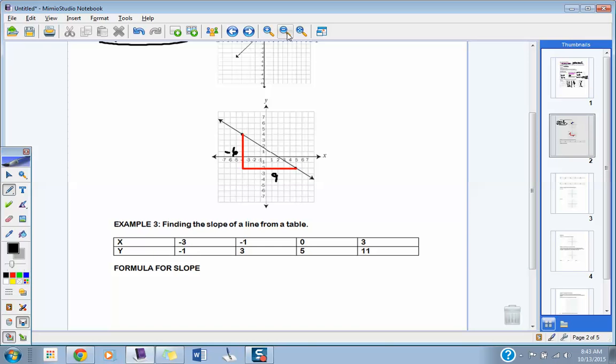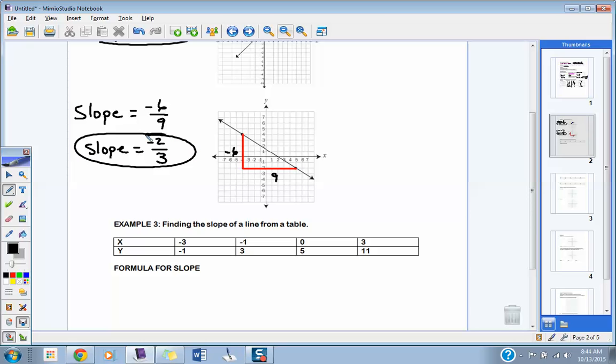9. Okay, so in this example right here, slope is going to equal -6 over 9. Let's put that in simplest form. What would the 6 over 9 reduce to, kids? I heard it somewhere. It's -2/3. Okay, so the slope in simplest form here is -2 over 3. Okay. All right.